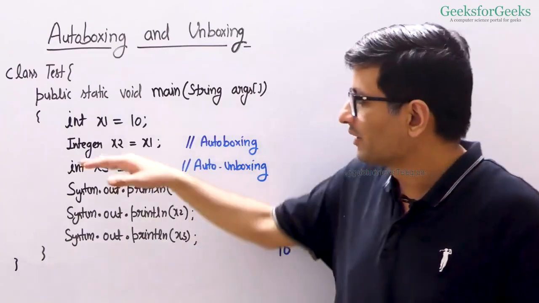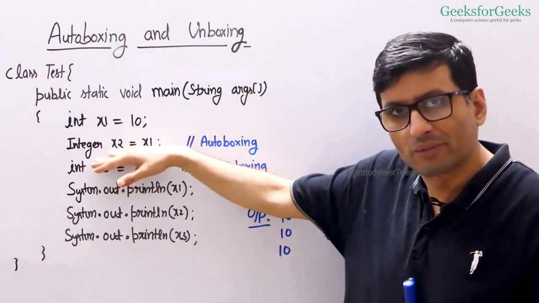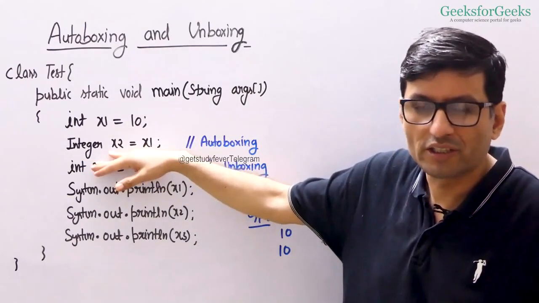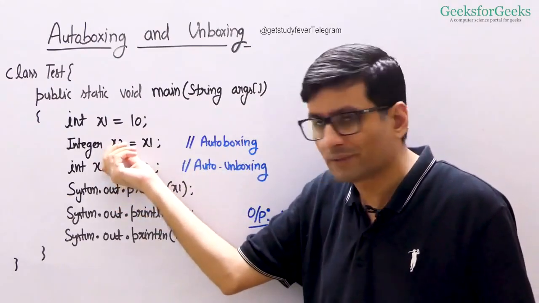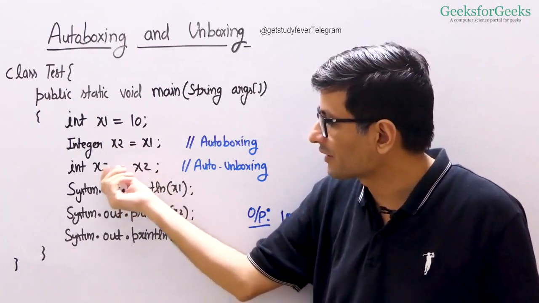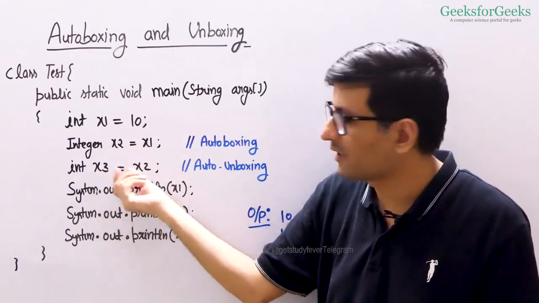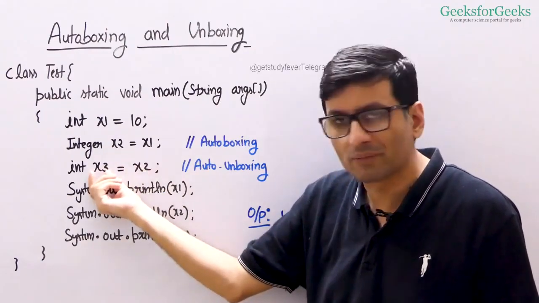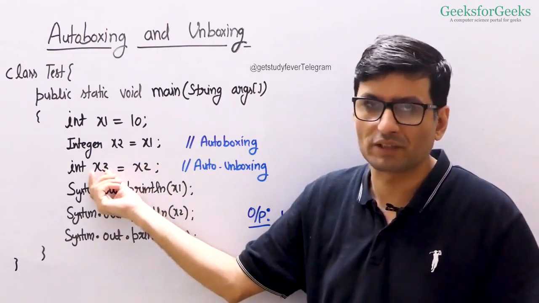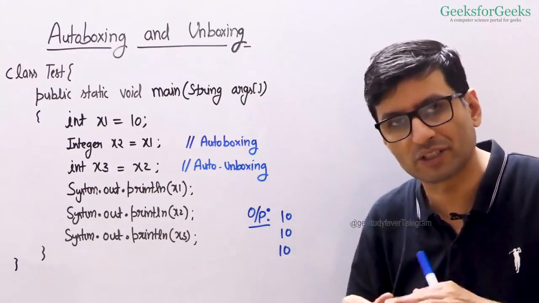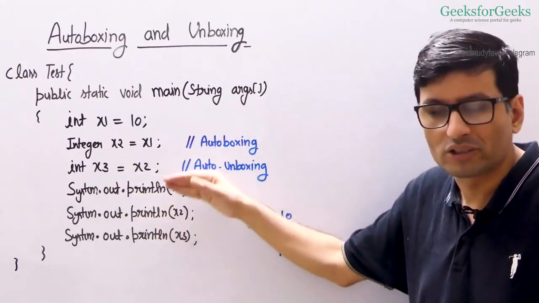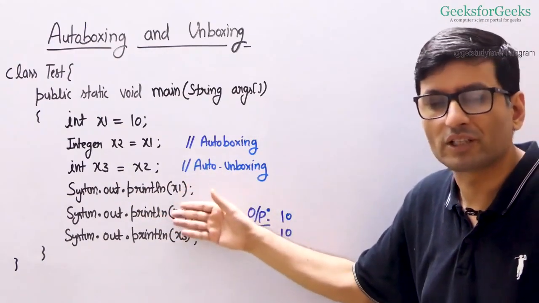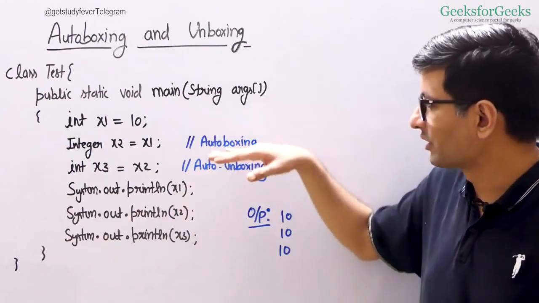So this is auto boxing, and the reverse also happens automatically, and the reverse is called auto unboxing. See, you have an Integer object x2 and you can assign it to an int variable. An object type variable is assigned to a primitive type variable, and this works perfectly fine. We don't need any explicit typecasting, and we get the output as 10, 10, 10. All these three variables, when you print them, give you the value 10.